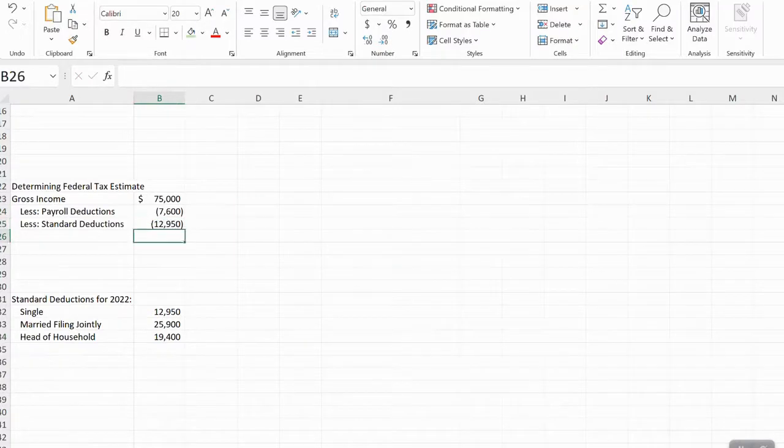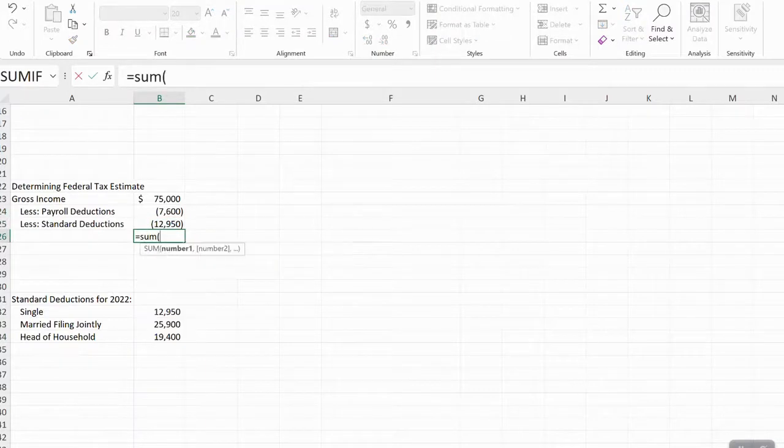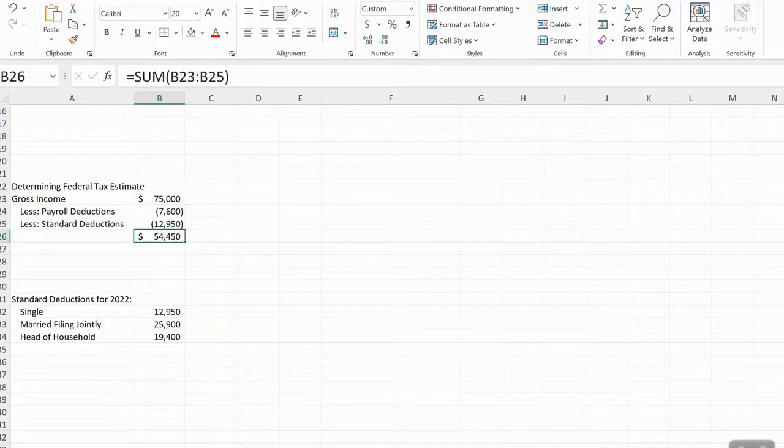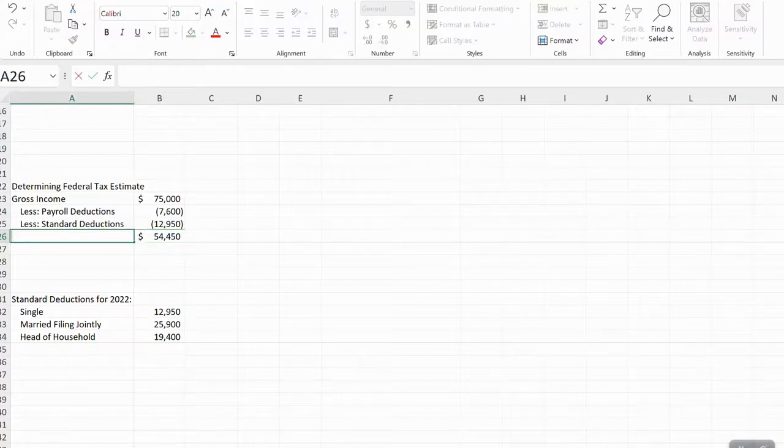Then I am going to sum these numbers up. My amount of salary that's going to be subject to tax, remember this is just your salary, not other income, if you have other income, is $54,450. So that is our estimate of taxable income.